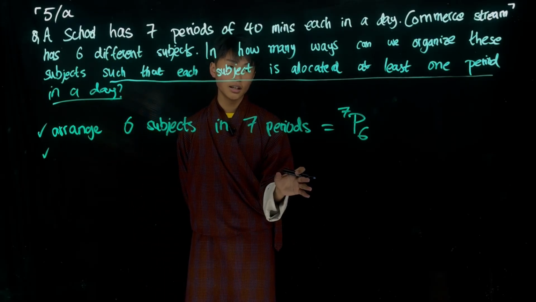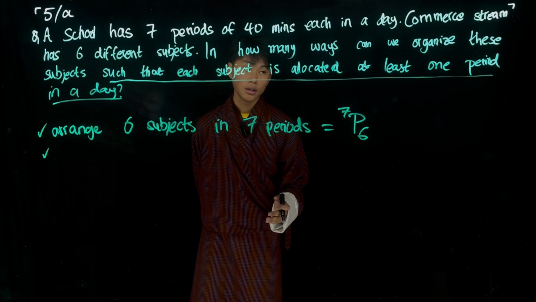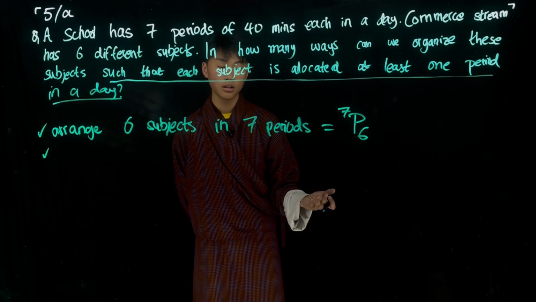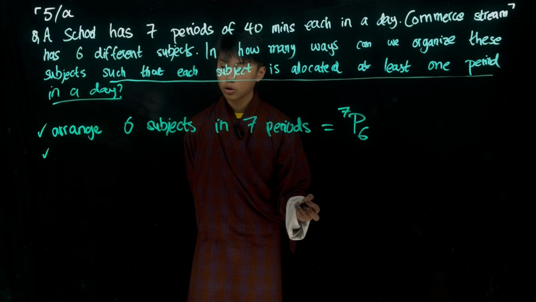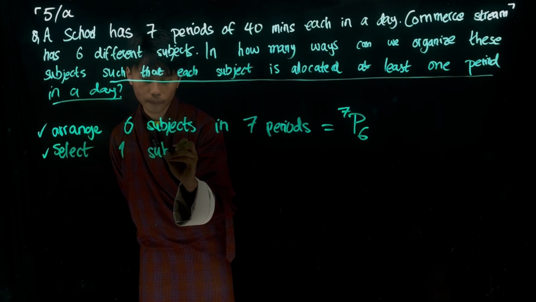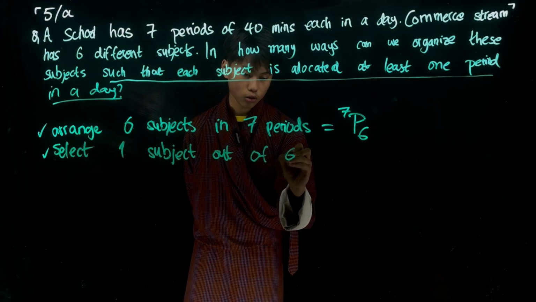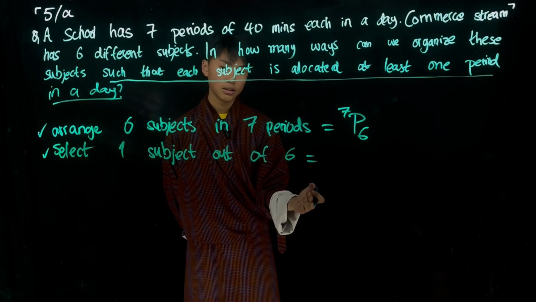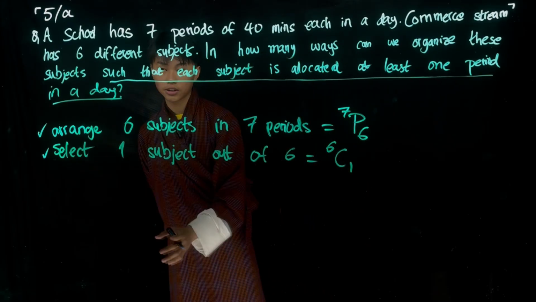so you will notice that since all of the 6 subjects are already taught, one of the subjects will be repeated. Meaning, for instance, English might be taught twice in a day, or math might be taught twice in a day. So we have to select one subject that will repeat, that will be taught twice in a day. So to select one subject out of 6, we will be selecting one subject out of 6 subjects to repeat. So this can be done in 6C1 ways because combination is used for selection.